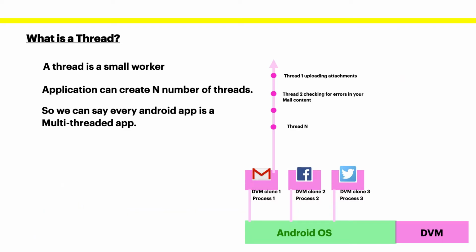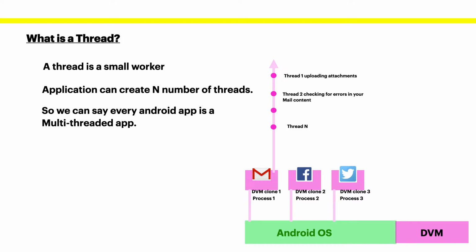The next section is what's a thread. A thread is a small worker. A thread can perform a small task, and in our application we can create n number of threads. Like I said before, we can say a process is an application. Every application is a process.